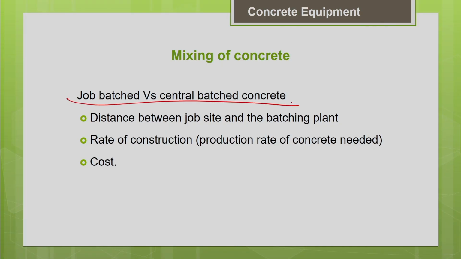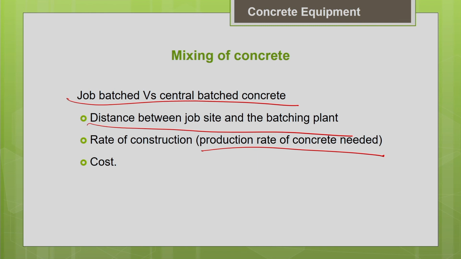Okay. So, the decision of going for job batch or central batch mainly depends upon the distance between your job site and the batching plant. Okay. And another important thing is your rate of construction. Okay. So, how much quantity of concrete you need per hour or per day. The production rate of concrete needed also decides the selection of job batching or central batching.